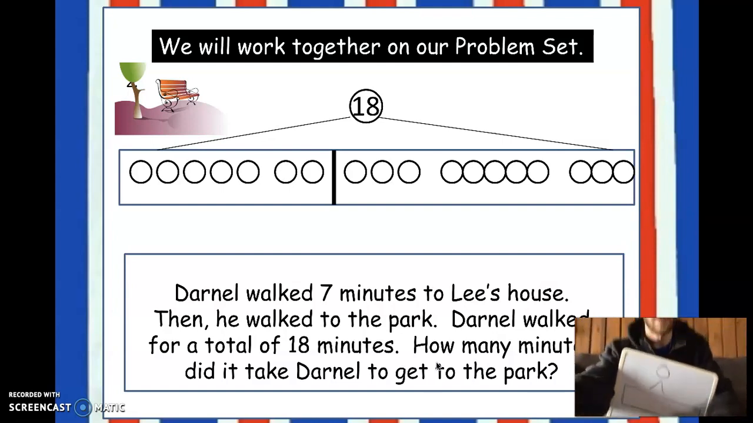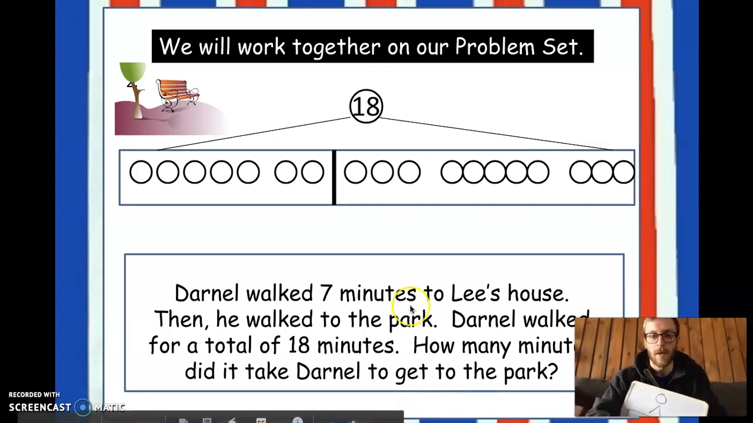All right, I'll read the problem. It says, Darnell walked 7 minutes to Lee's house. Then he walked to the park. Darnell walked for a total of 18 minutes. How many minutes did it take Darnell to get to the park?